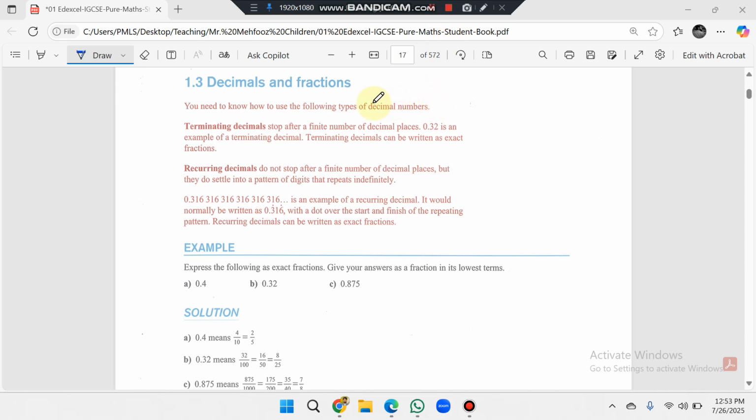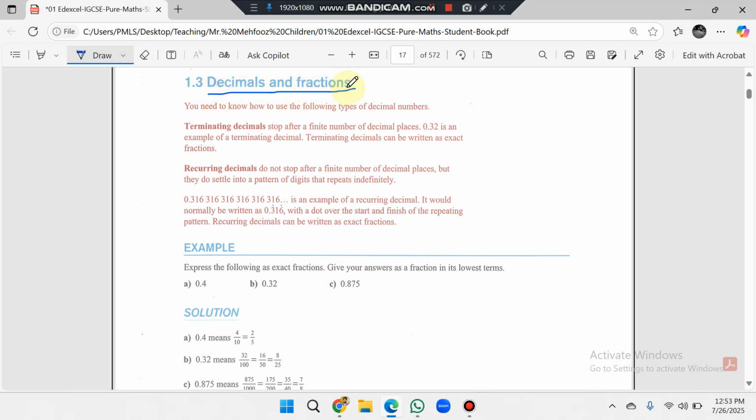Okay, next topic is 1.3, that is decimals and fractions, right? So when we use a calculator to simplify fractions, we get decimal numbers. You need to know the following types of decimal numbers. Terminating decimals stop after a finite number of decimal places. Terminating decimals are those numbers which stop after some digits after the decimal point.